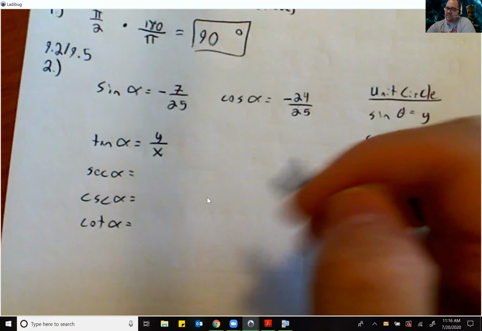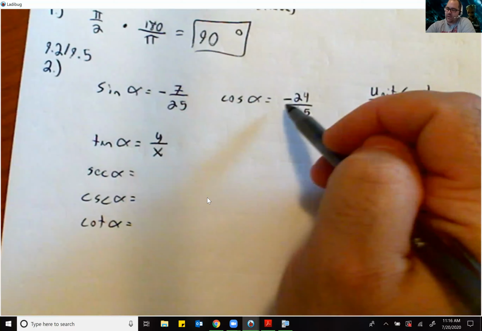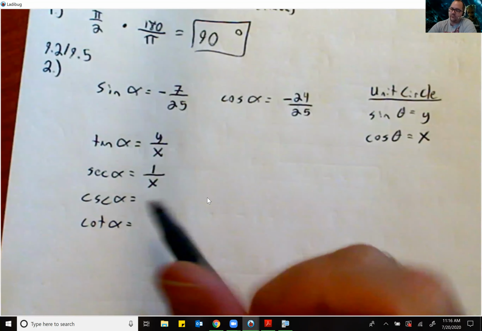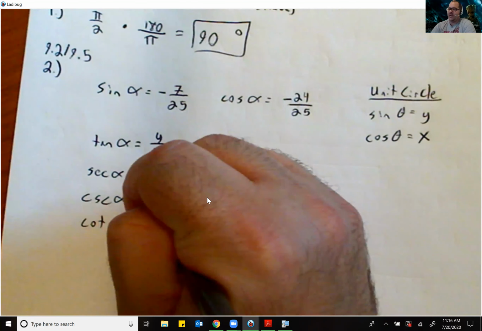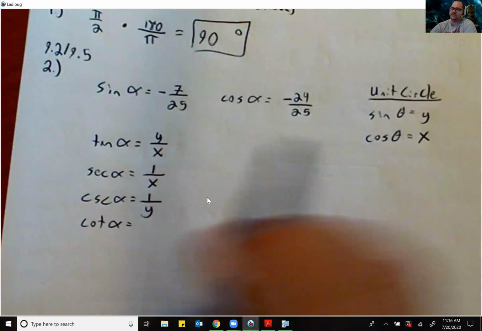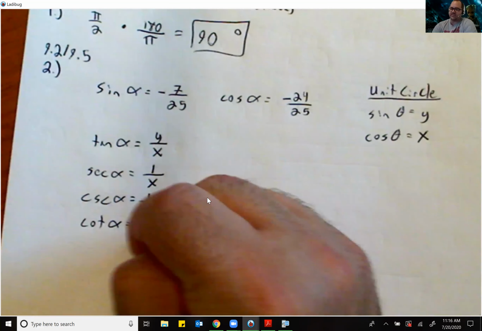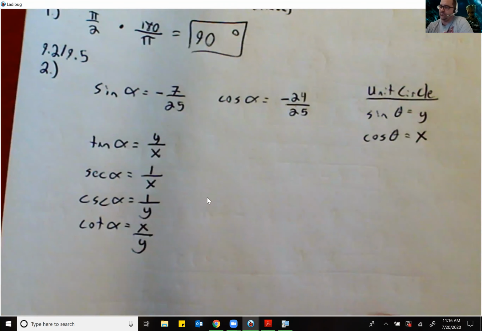So the reciprocal of cosine looks like 1 over x. Cosecant is the reciprocal of sine, so that's 1 over y. And cotangent is the reciprocal of tangent, which gives you x over y. So that was one way. This is what we learned in 9.2.